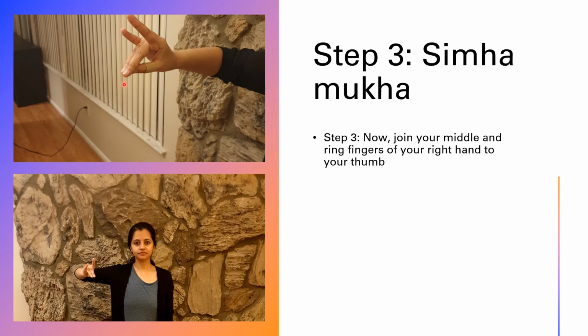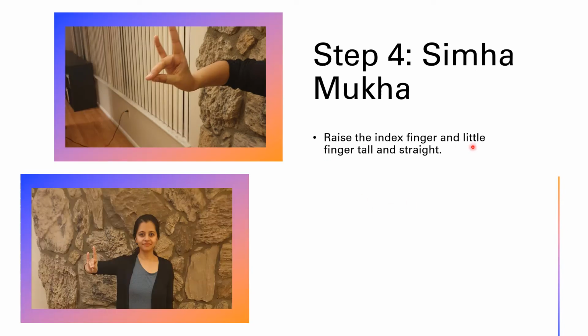Step 3. Now join the middle and the ring fingers of your right hand to your thumb. You see that the middle and the ring finger are joined here with the thumb. This is how it's going to look from the front. Step 4. Raise the index and the little finger tall and straight. You can see here that after my middle and ring fingers have been joined to the thumb, I've raised my index finger and little finger tall and straight. There are no bends in my index and little finger. And image 2 is how this is going to look from the front. You see again middle and ring finger joined to the thumb, index and little finger tall and straight.